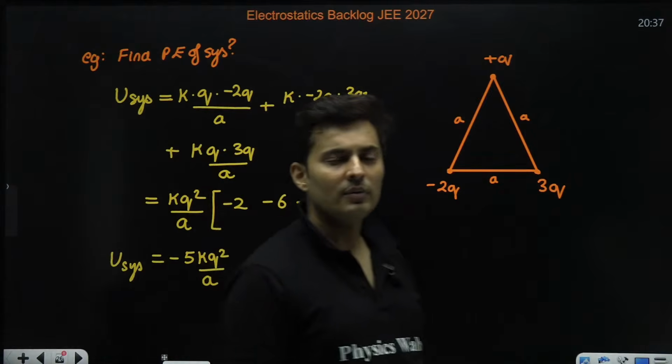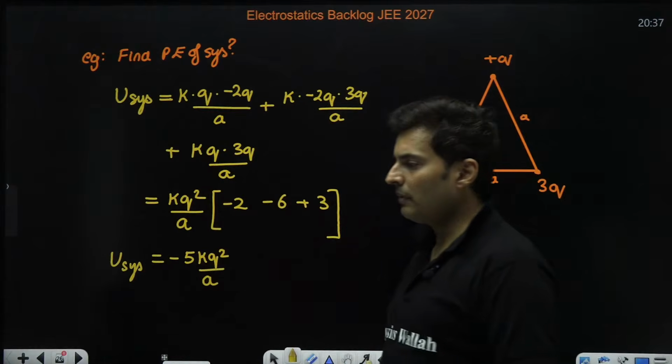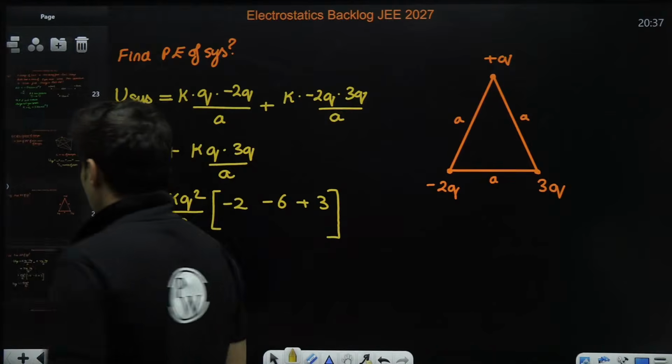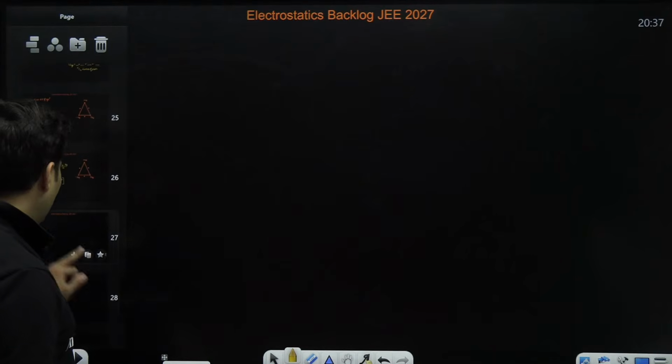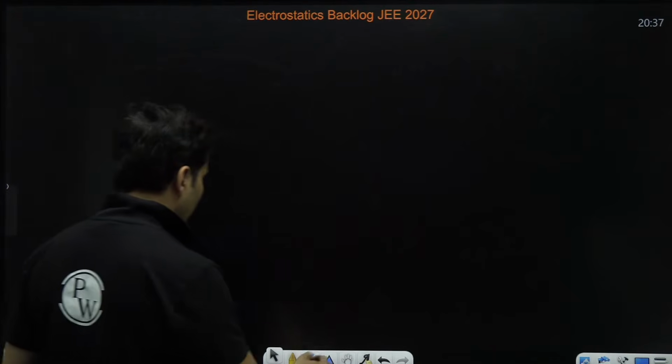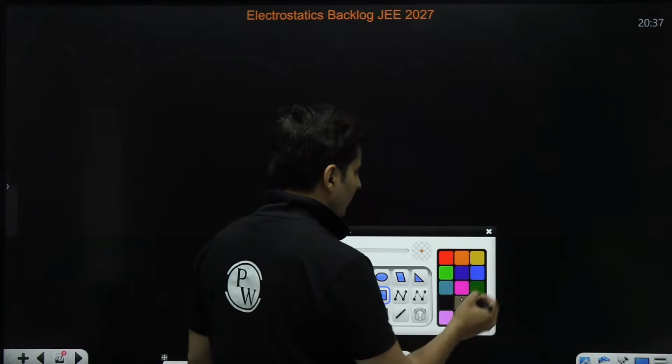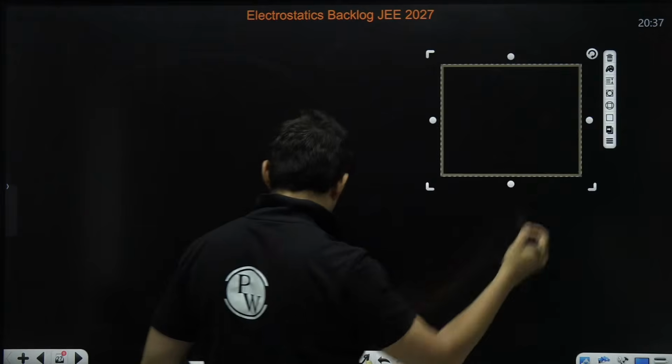Is that clear? How do we solve this? Everyone? Yeah? Similarly, let's take another example, and this time we will take a square.